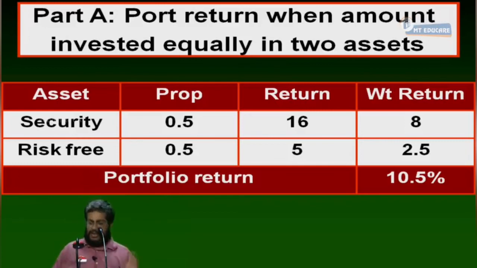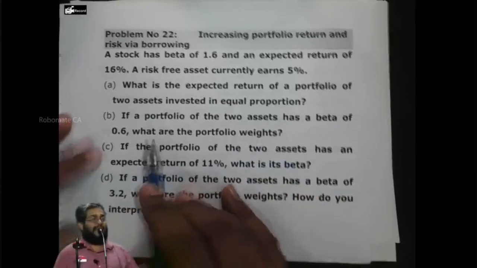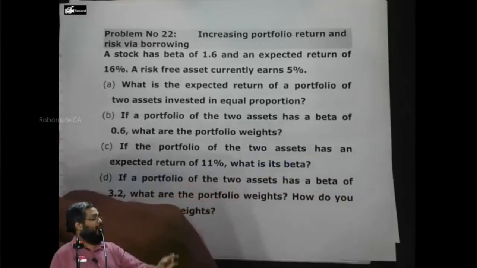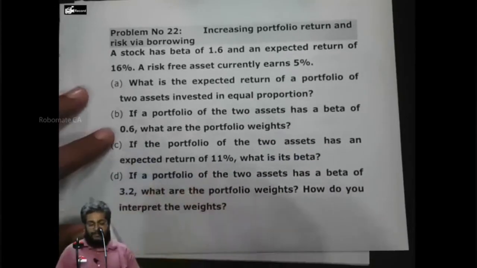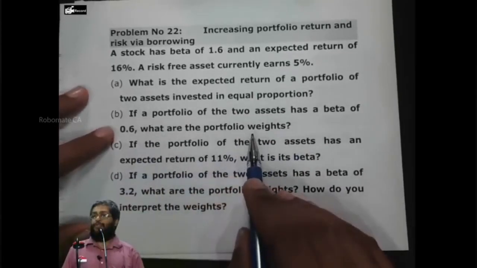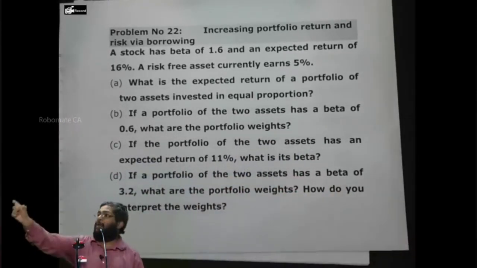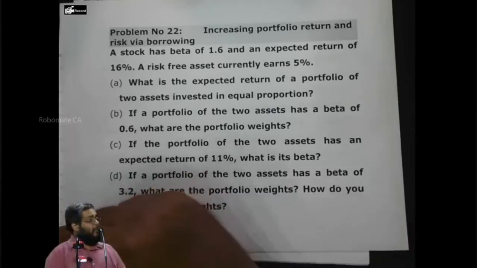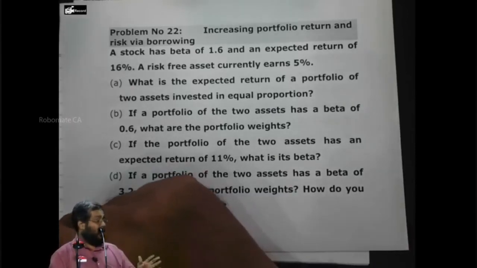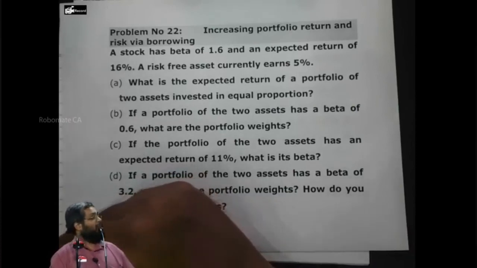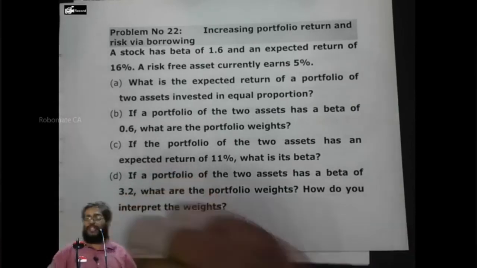Can I go to part B? Now let's do the part B question. What is the part B question? If a portfolio of two assets has a beta of 0.6, my target portfolio beta is what? 0.6. What is the portfolio weight? To have a 0.6 portfolio beta, how much should I invest in the security? And how much in the risk-free asset is the second question. Everybody, yes or no? Can I proceed?